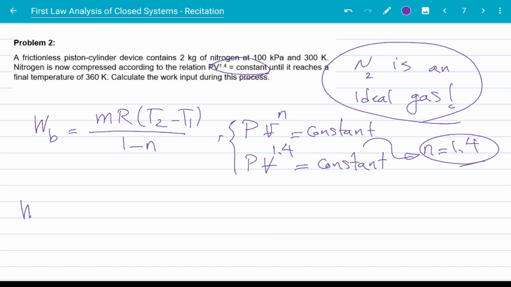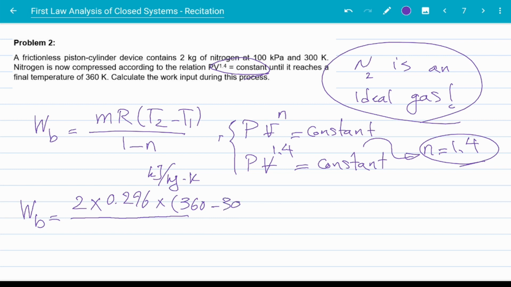So the boundary work will be the mass of nitrogen, 2 kilograms, times the gas constant. Now the gas constant for nitrogen, you can find it from the tables, is 0.296 kilojoules per kilogram Kelvin, times temperature difference, 360 minus 300 Kelvin, over 1 minus n, 1 minus 1.4. Do the calculations and we get that the boundary work is minus 88.8 kilojoules.